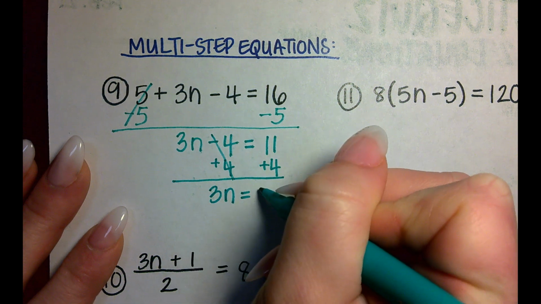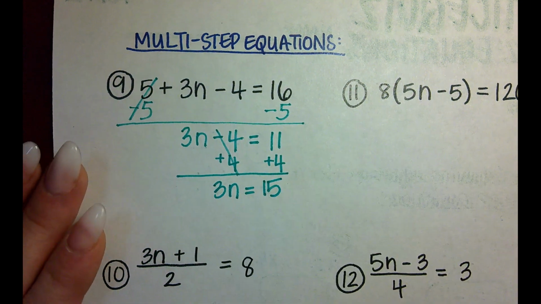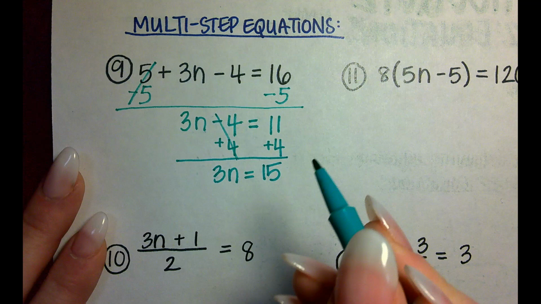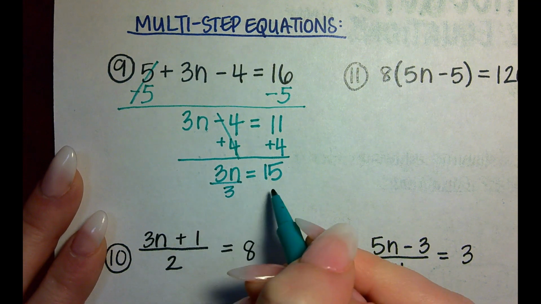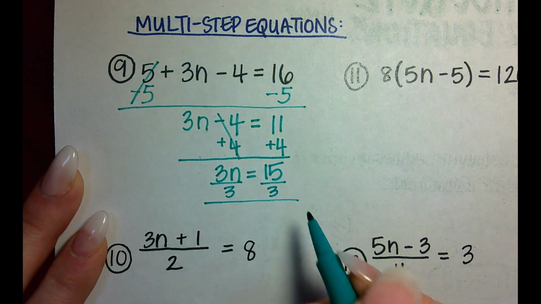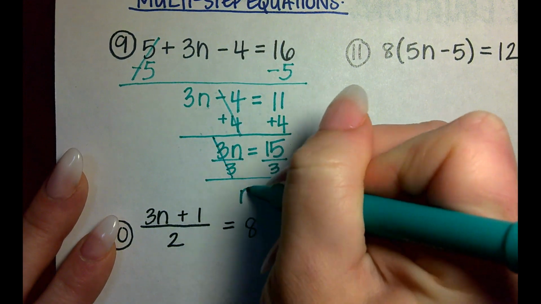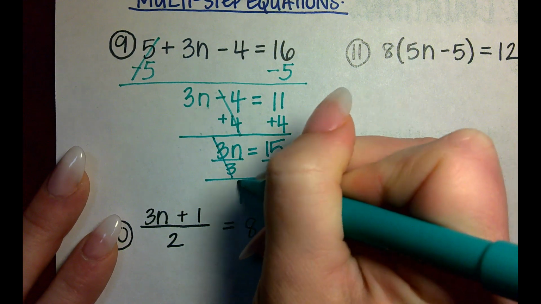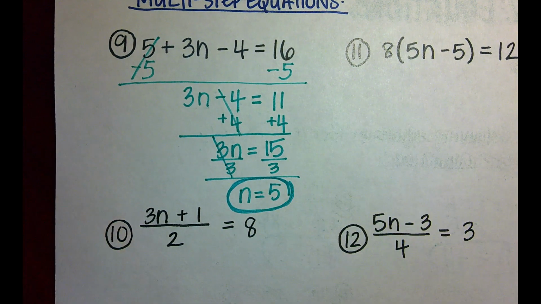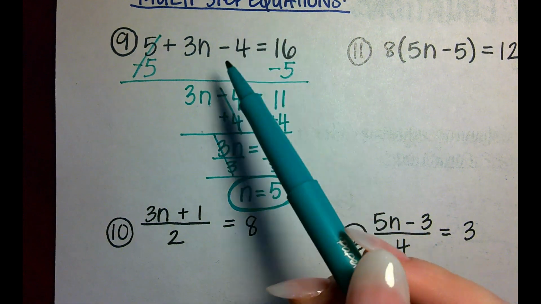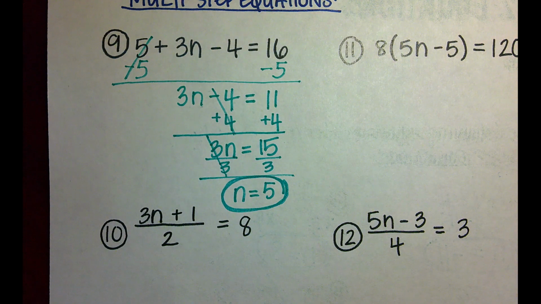3n equals 11 plus 4, 15. One more step. Then you divide by 3 on each side. Yes, divide by 3, and your 3's cancel out. n equals 5. Very good. It doesn't matter how you do the problem, you get the same answer. That's the beauty of it. You can start with the plus 4 on both sides or the minus 5, and you will still get n equals 5. Do we have any questions on number 9?